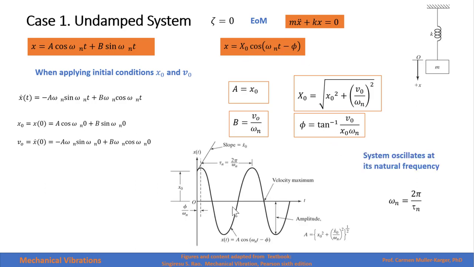This can be plotted as a cosine with the phase angle, and what is very important is that we know this system oscillates at its natural frequency. Its natural frequency is the square root of the spring constant divided by the mass. We can read the period right here, which is the time it takes to complete a cycle, and the natural frequency will be equal to 2 pi over that period.